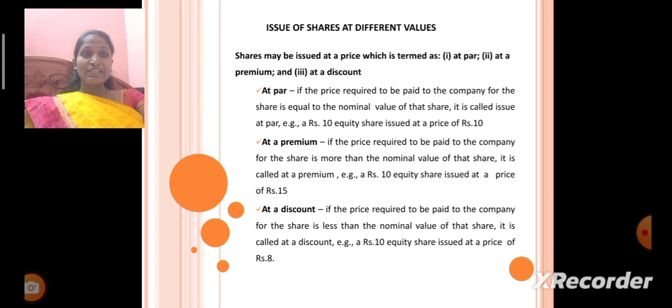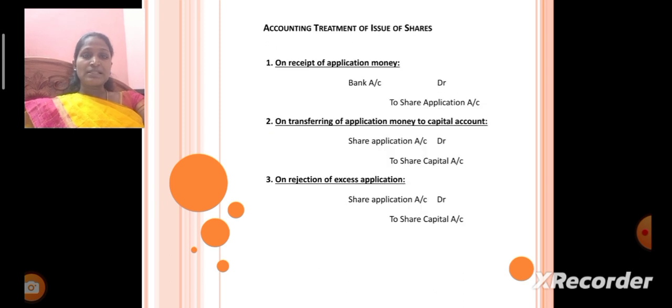At par means if the price required to be paid by the company for the share is equal to the nominal value, it is referred to as shares issued at par. Shares issued at a premium: if the price required to be paid for the share is more than the nominal value of the share, it is referred to as shares issued at premium. If the price required to be paid for the share is less than the nominal value, it is referred to as shares issued at discount.